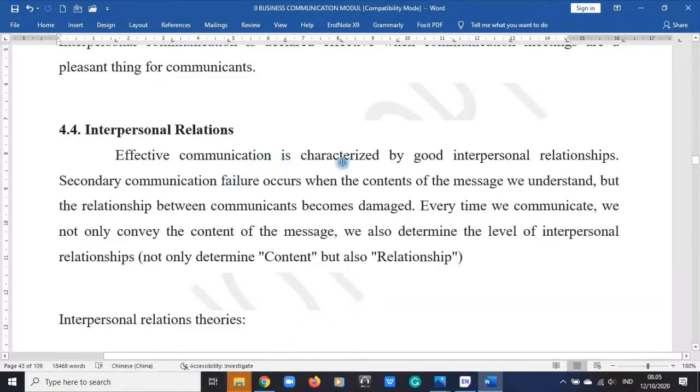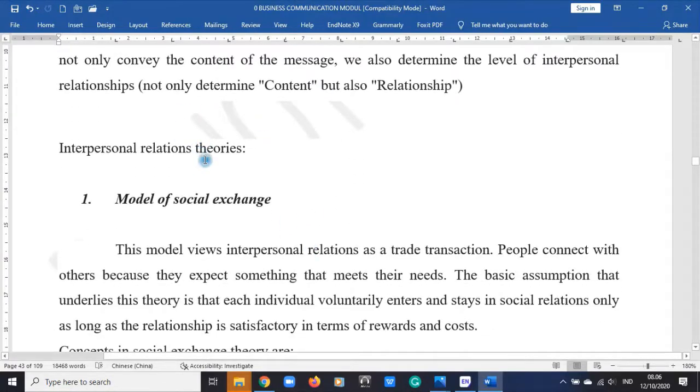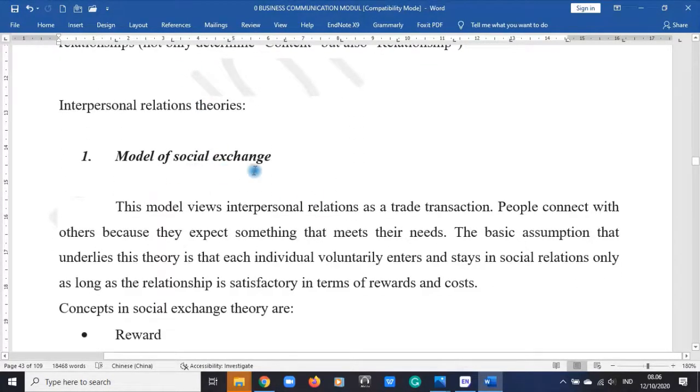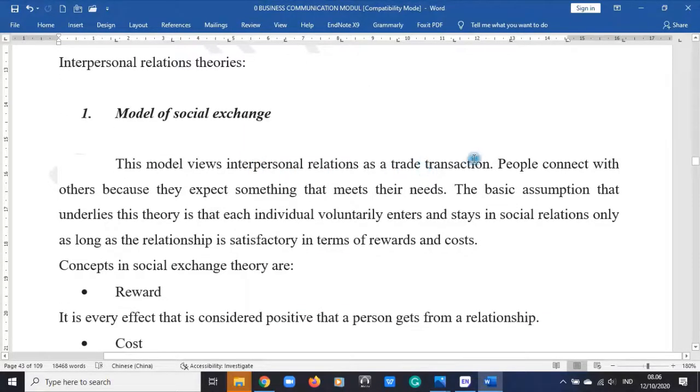Effective communication is characterized by good interpersonal relationship. Secondary communication failure occurs when we understand the content of the message, but the relationship between communicants becomes damaged. Every time we communicate, we not only convey the content of the message, we also determine the level of interpersonal relationship. So not only content, but also relationship. We have some theories. First is the model of social exchange, like a trade transaction.